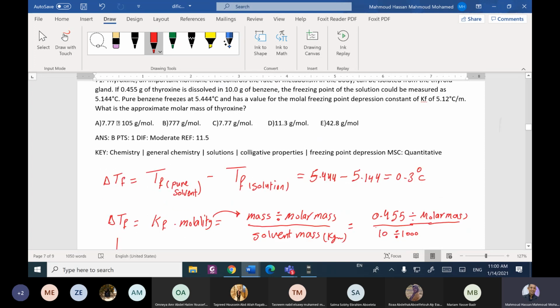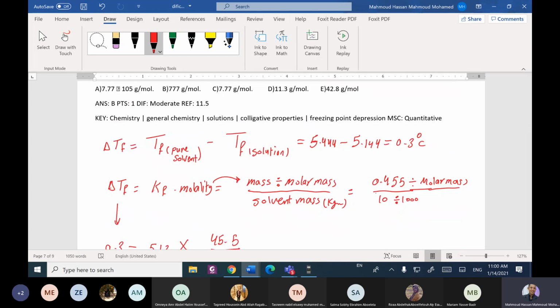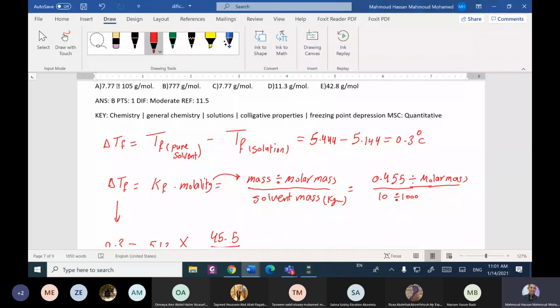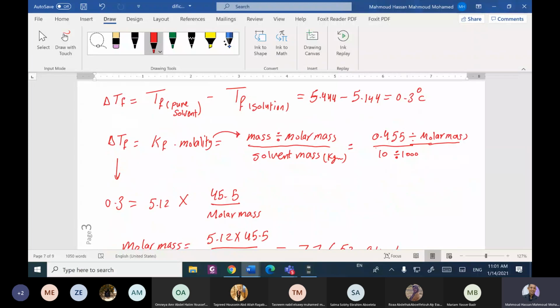Firstly, we must determine the depression of the freezing point. Depression of freezing point can be calculated: delta Tf represents the Tf for the pure solvent subtracted by the Tf for the solution. Tf for the pure solvent, benzene, is 5.444. Subtract the freezing point for the solution, which is 5.144. So it equals 0.3 degrees Celsius. If we return back to the rule, we'll find the Van 't Hoff factor in this case i equals 1, since it is a non-electrolyte substance.